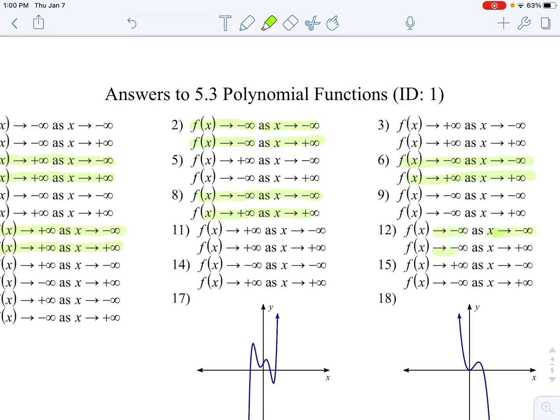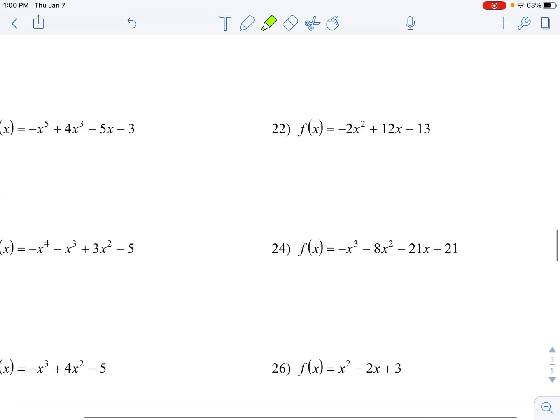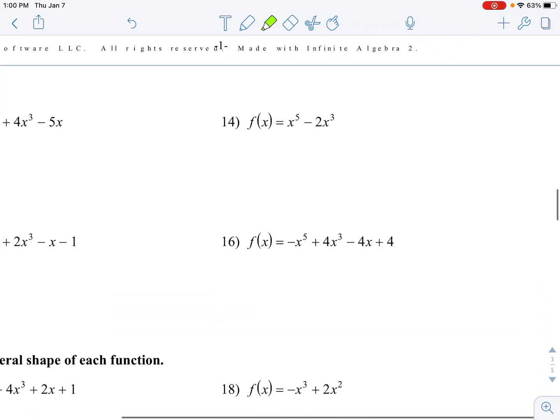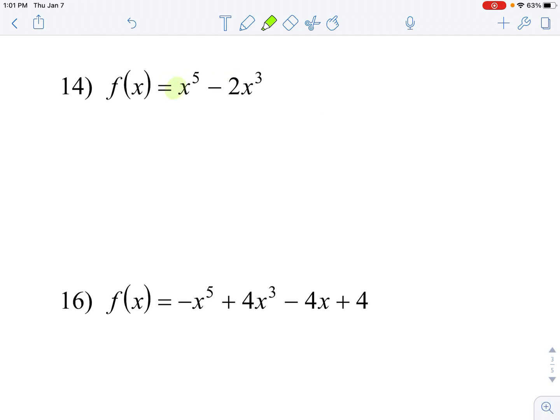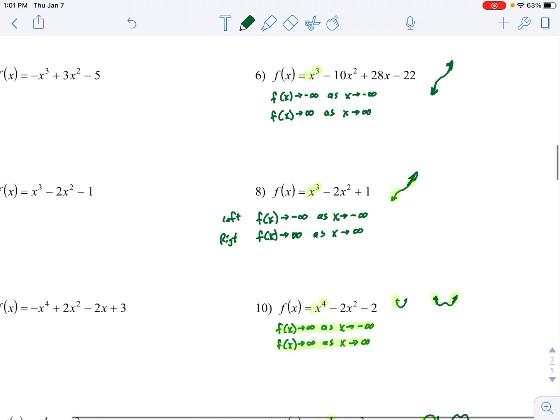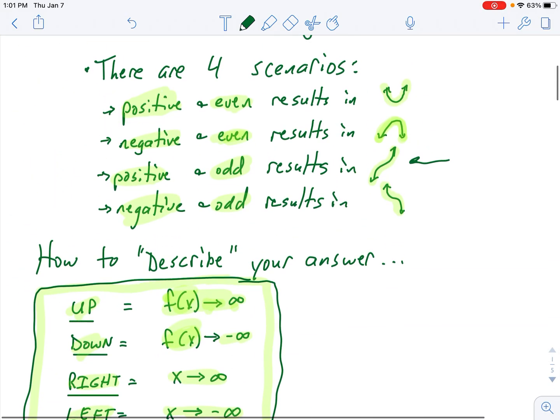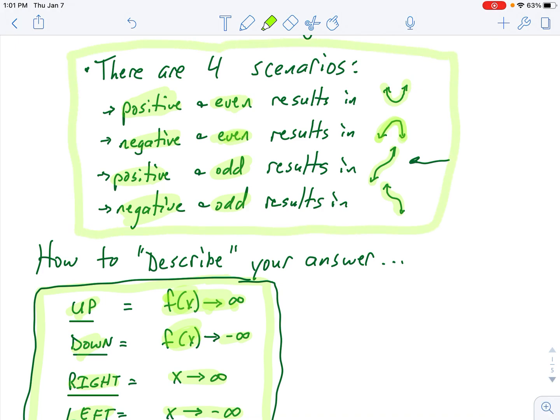Down to the left, down to the right. Number 14, lead coefficient is positive, power is odd. Again, that's this shape. And if you don't know that off the top of your head, consider this up here, another reference, something you can go back and look at. So we have positive, odd, that's a sort of an upward climbing spaghetti shape.